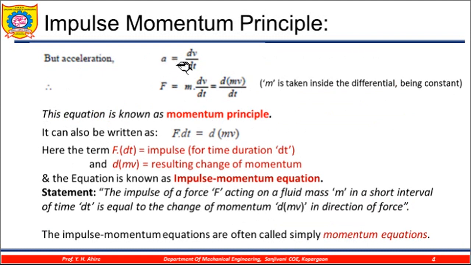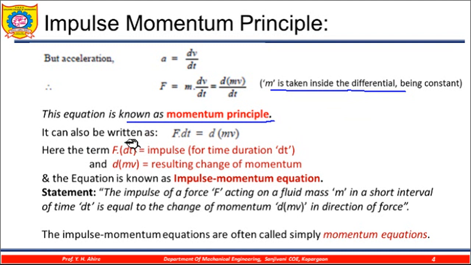But acceleration a = dv/dt. So putting in that equation, F = m dV/dt. Taking m inside the differential, since it is constant, force is equal to d(mv)/dt. So this above equation, F = d(mv)/dt, is known as the momentum principle equation.